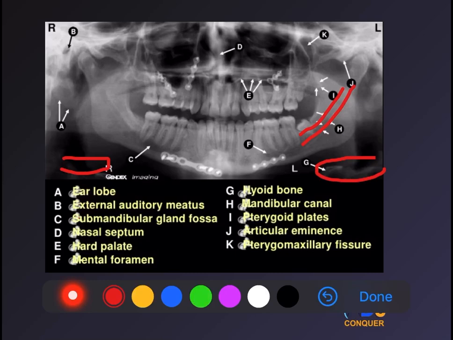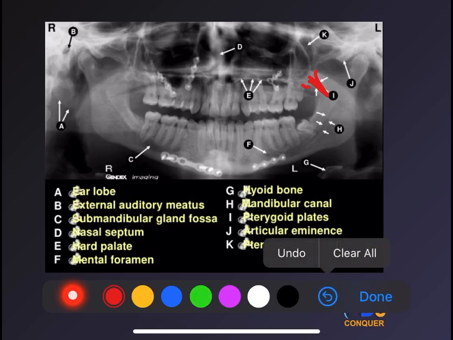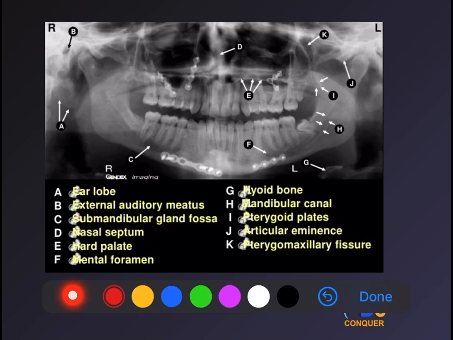I is the pterygoid plates. Okay, so now we have to come to I. So I is the pterygoid plates. It runs like this here. Actually it is not that clearly appreciated here. J is the articular eminence. You know the TMJ has an anterior limit, that is the articular eminence. That is seen here as J.